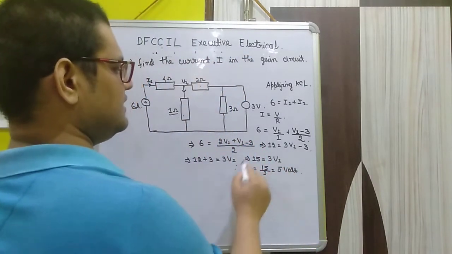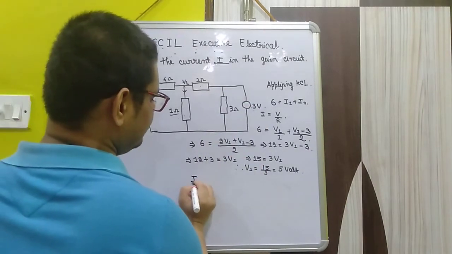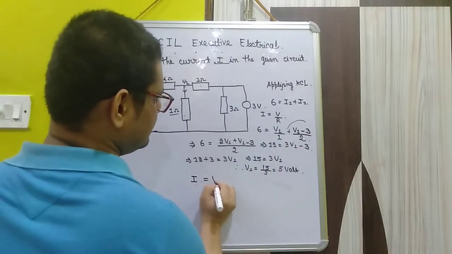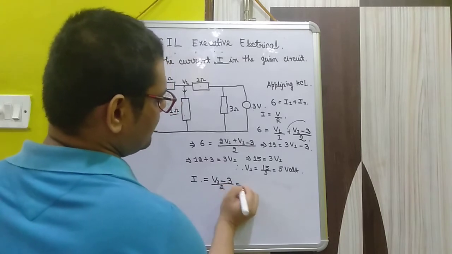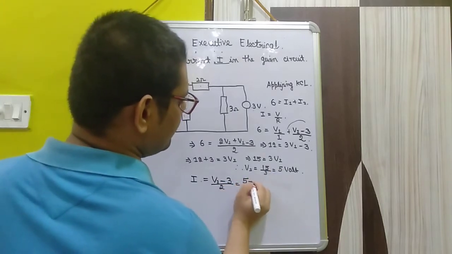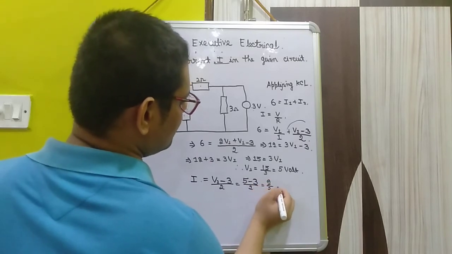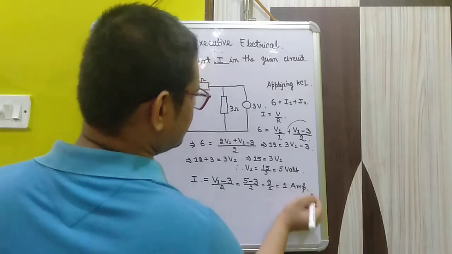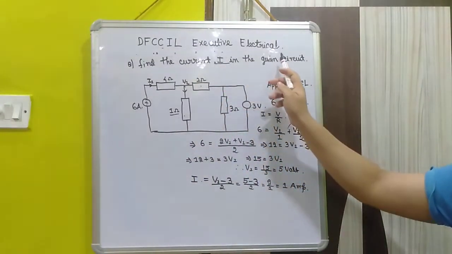Now I hope it is very easy to calculate the current. I will be V1 minus 3 divided by 2. We put the value of V1 over here, that is 5 minus 3 divided by 2, that is 2 by 2 is equal to 1 ampere. This is the final answer. I hope it is clear how I have applied KCL to calculate the current in the circuit.